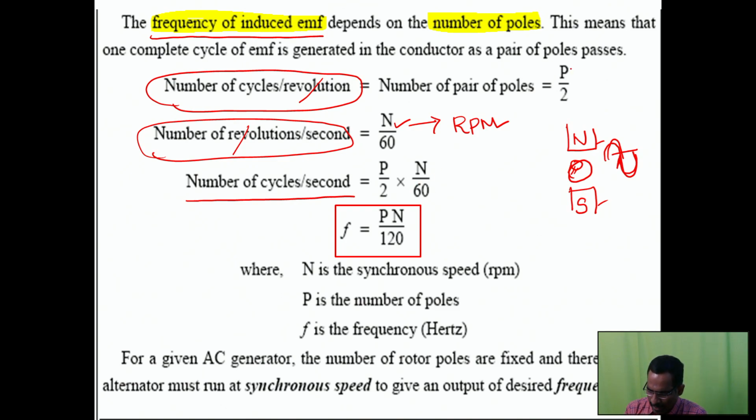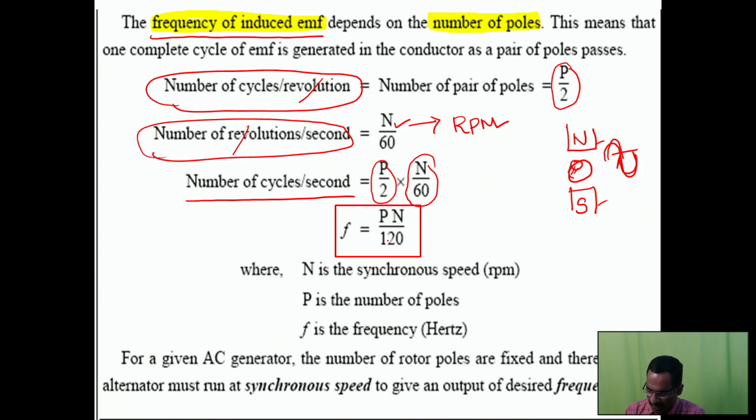The pair of poles is P by 2. Here I am writing P by 2, equal to the number of cycles per revolution. Then the number of revolutions per second is N by 60. If I am multiplying these two, I will be getting the frequency f equal to P into N by 120.